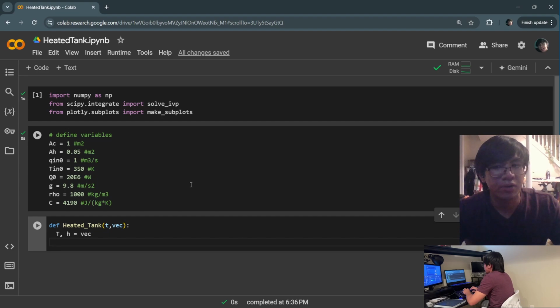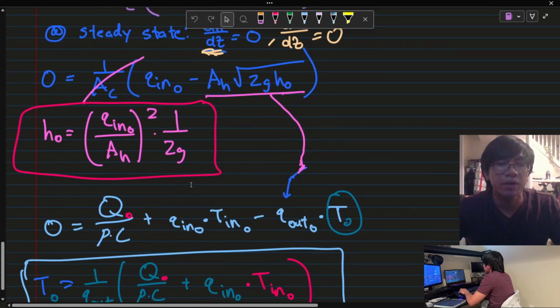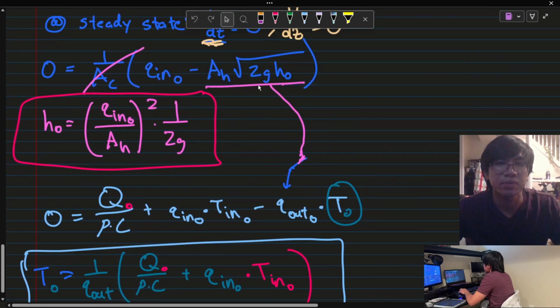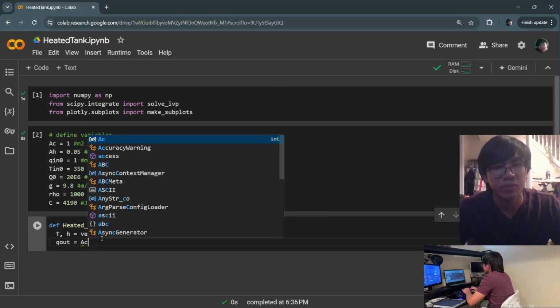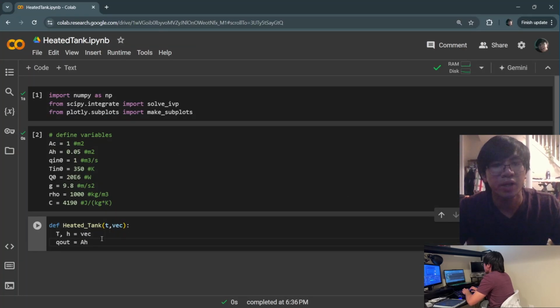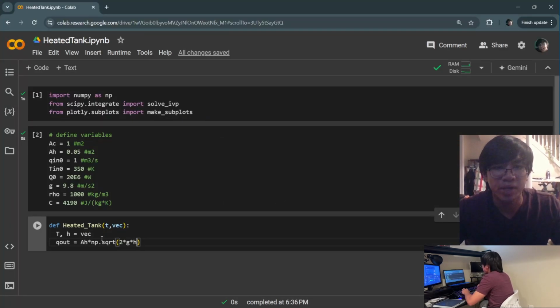So what do we want to do first? Let's define our Q out, since that will be in our dH/dt term. So our Q out, what did we say it was? Q out is this root, cross-sectional area times the square root of 2g h initial. So cross-sectional area of our hole, right? Times the, I'm doing the NP square root. That's why I imported numpy. And that is 2 times gravitational constant times height. All right, so that's for Q out.